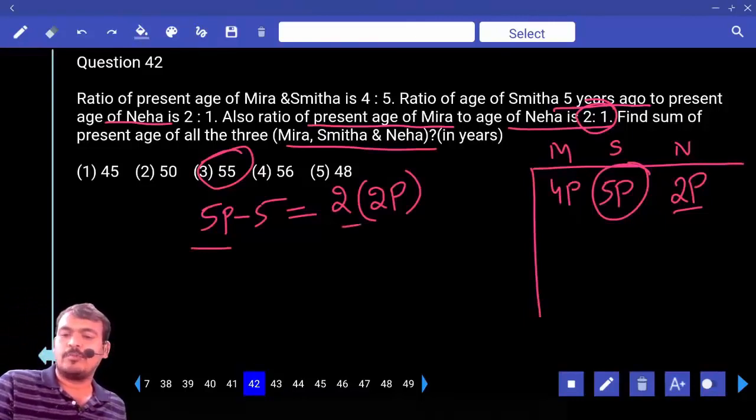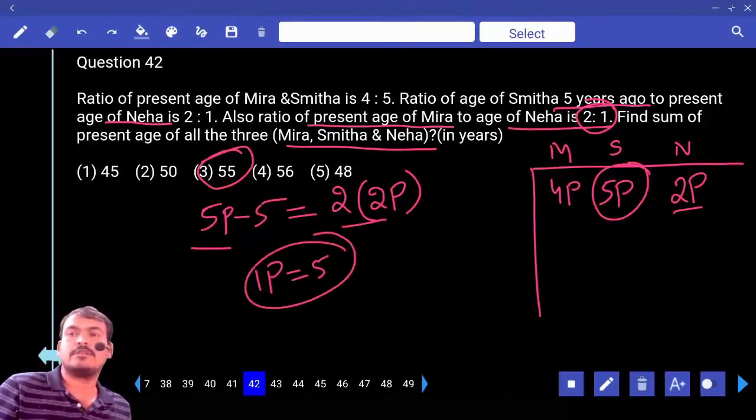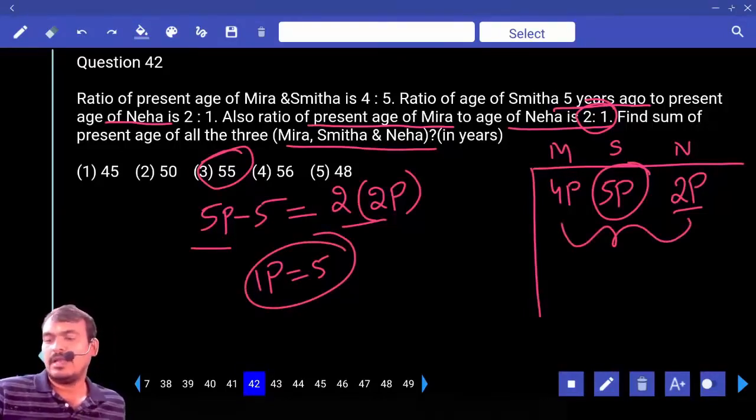5 parts and 4 parts, what is the difference? 1 part equals how many years? 5 years, or not? Total how many parts? 11 parts. 11 5s are 55.